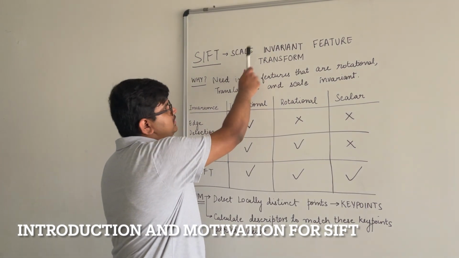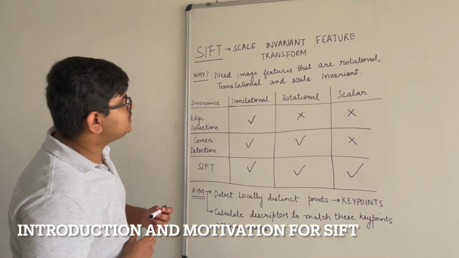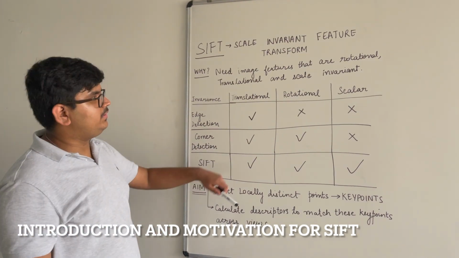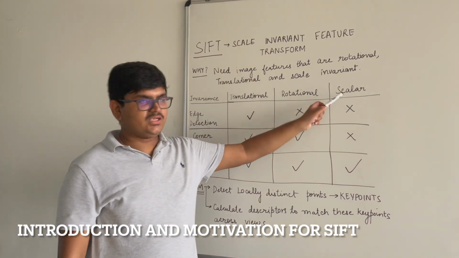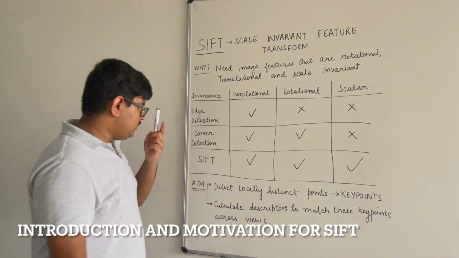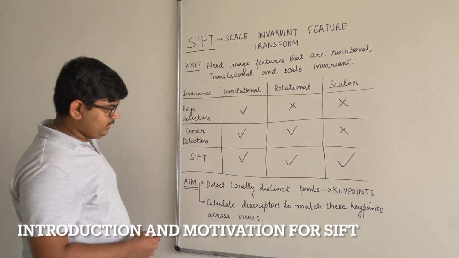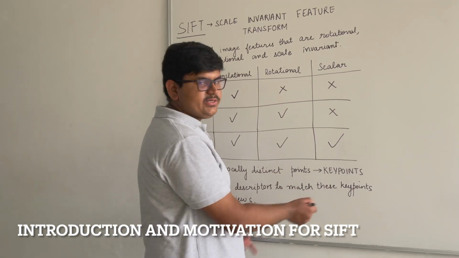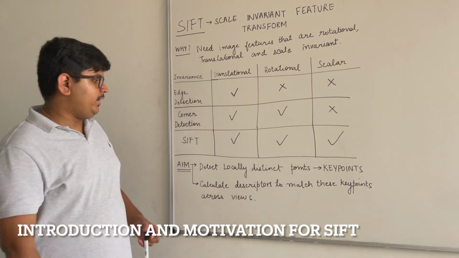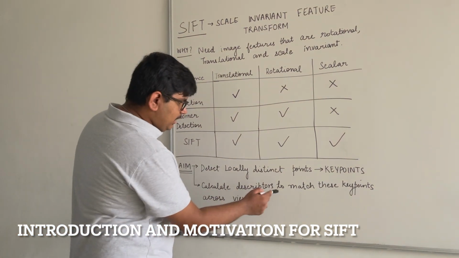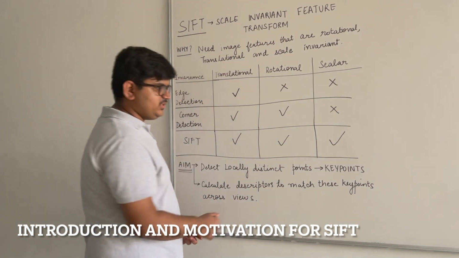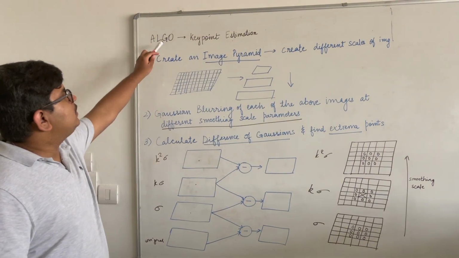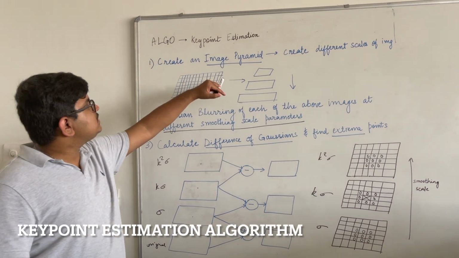I will be going over the Scale Invariant Feature Transform, which came into the picture when approaches such as edge detection and corner detection were not able to give us translation, rotational as well as scale invariant features. So SIFT essentially works in two steps. Firstly, we can use it to detect locally distinct points, which are known as key points. And then these can be used to calculate descriptors, which can then be used to match these key points across two separate views. So now we'll go over the algorithm for the key point estimation.